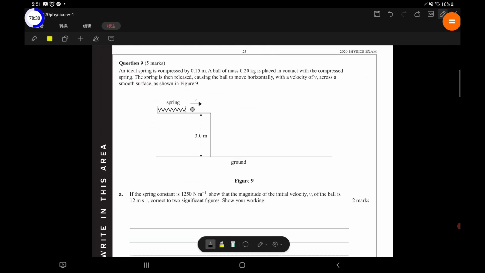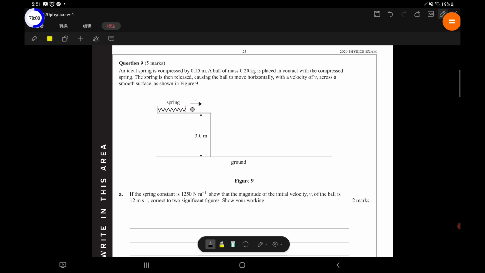Alright, so moving on, we have another ball question, this time with ideal springs. So an ideal spring compressed by 0.15 meters is launched in the horizontal direction. We know the mass of the ball is 0.2 kilograms. That's placed in contact with the compressed spring. The spring is released and the ball is propelled, of course. Then the ball will fall down eventually.